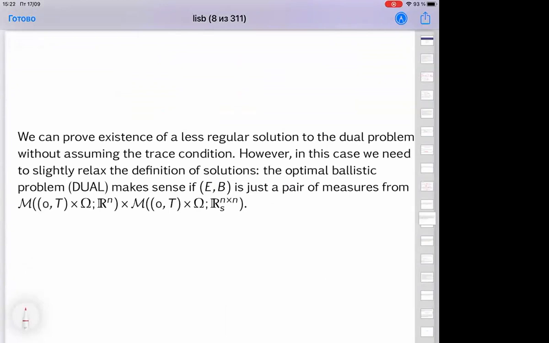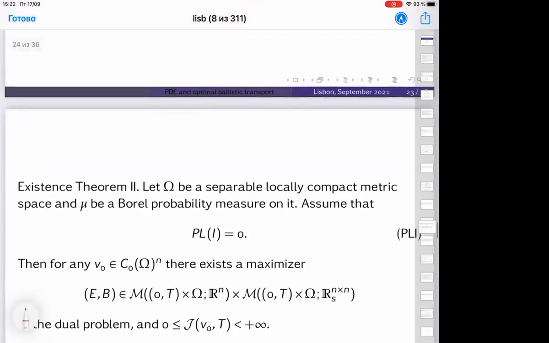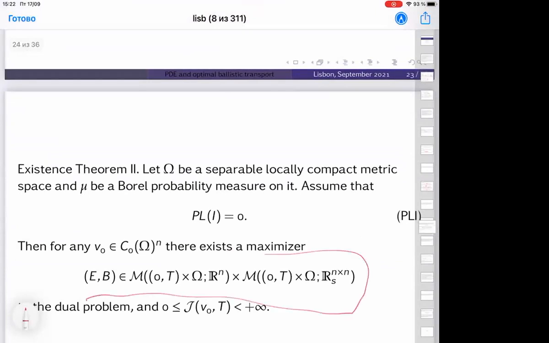Also these trace conditions, which I mentioned, which in the majority of situations is true, but still for the sake of curiosity, you can try to get rid of it. So in this case, you don't assume almost nothing. And in this case, you can prove that the dual problem has a solution, but in the sense of measures. So it led me to something like optimal transport. But still, and also here, you don't need the conservativity.